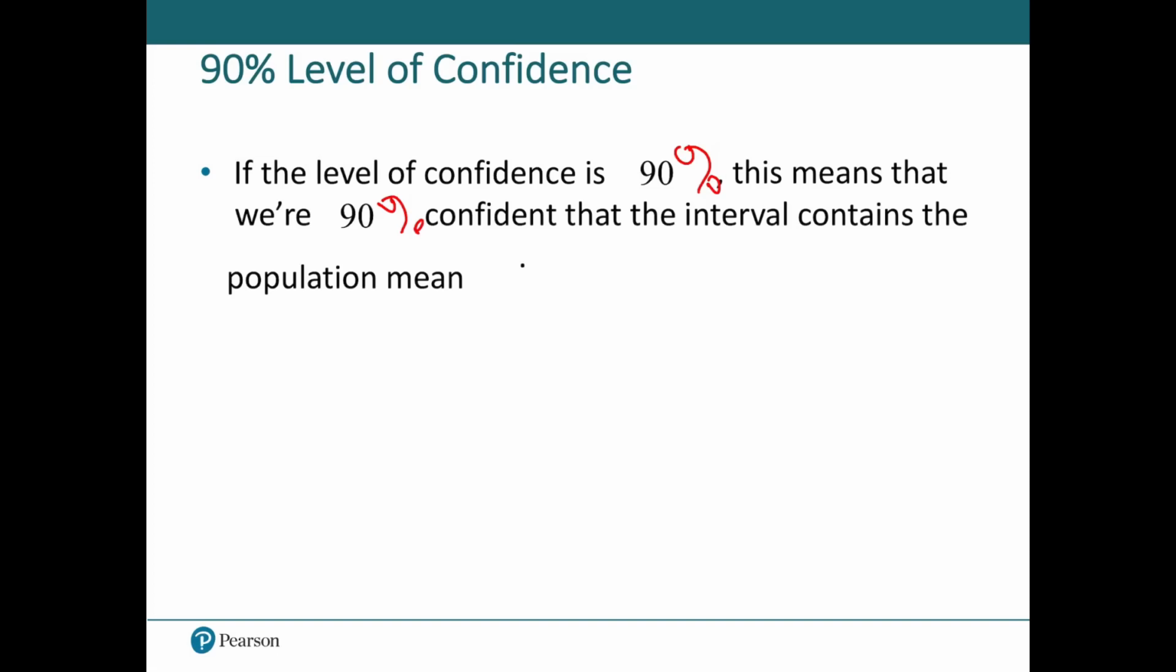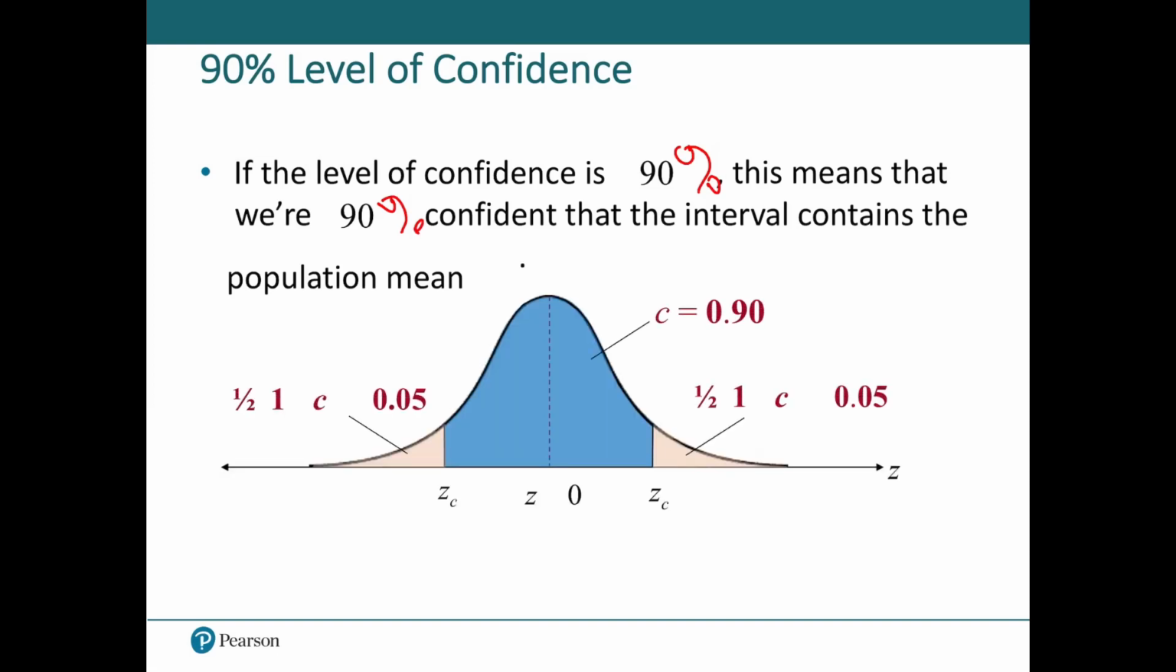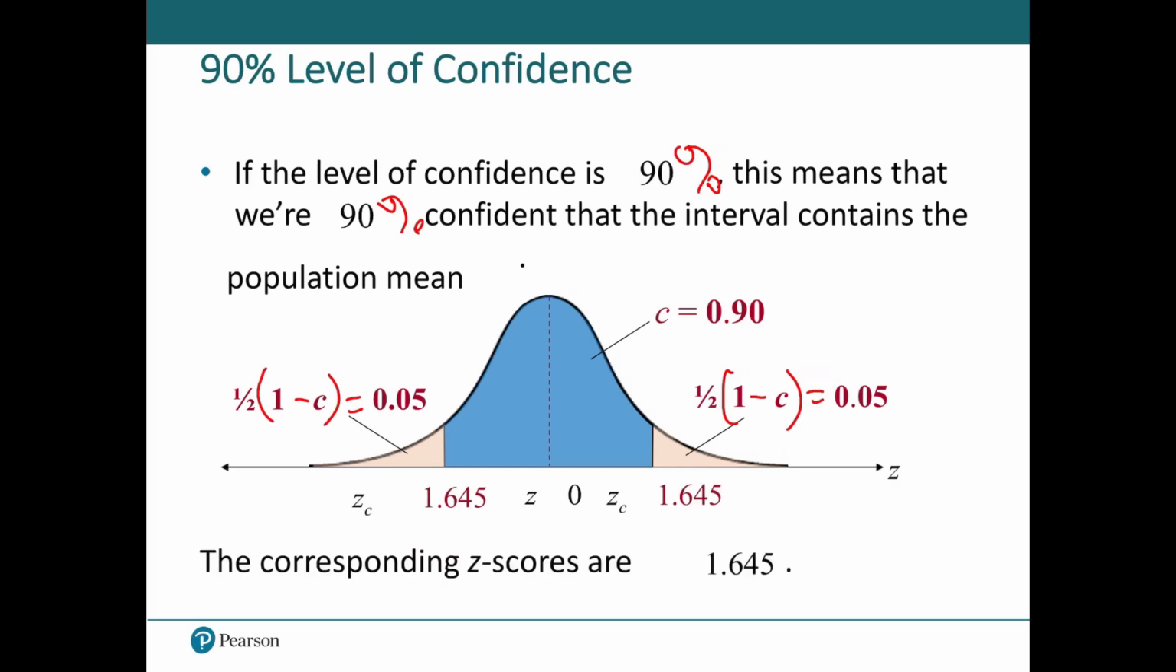Okay, if the level of confidence is 90%, this means that we're 90% confident that the interval contains the population mean. A little less confident, but it's a more precise interval. This is narrower, and so they've decided to go ahead and show you how that would go. 1/2 times 1 minus C, and 1/2 times 1 minus C. And so we kind of looked at that just now. And we have our particular values, the minus 1.65, the plus 1.645. And so z-scores are plus and minus 1.645.